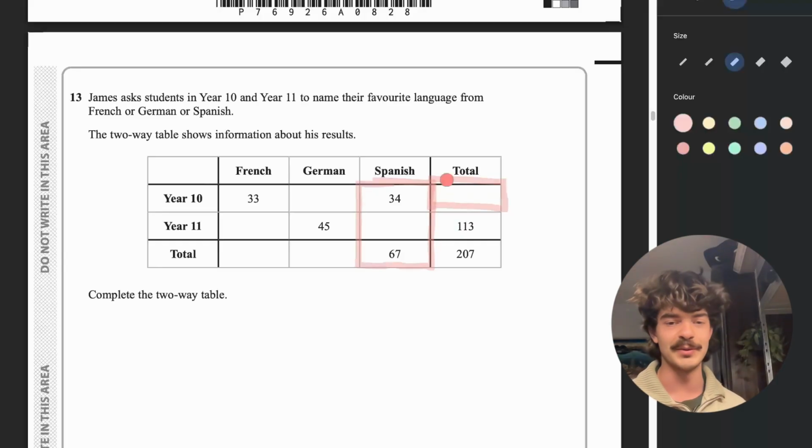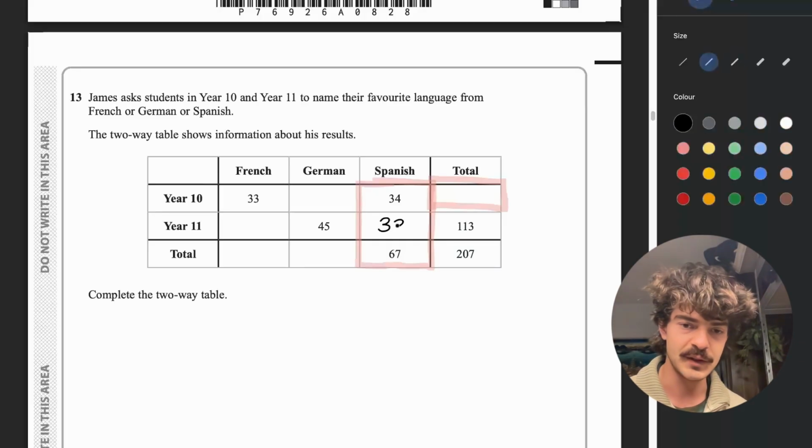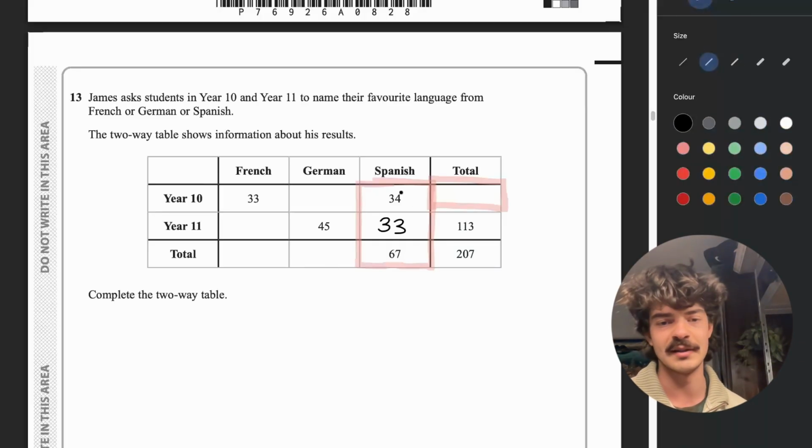So we've got a few different options to start with, but I'm going to start with that Spanish in Year 11 spot. So to get that, 67 minus 34. So we get 33 in here. Remember that the ones on the outside, these are totals. So this number plus this number is going to give this number.